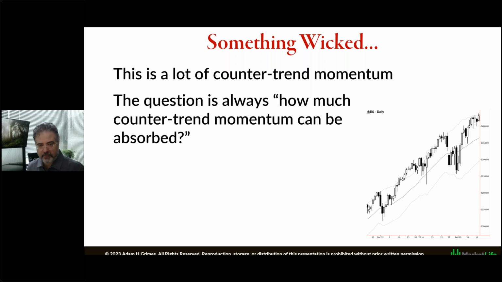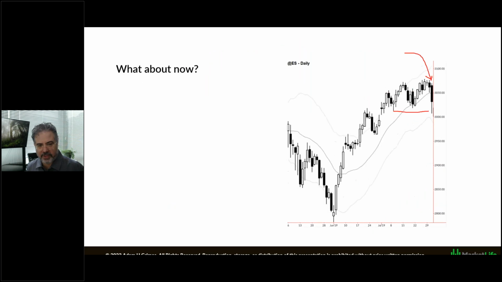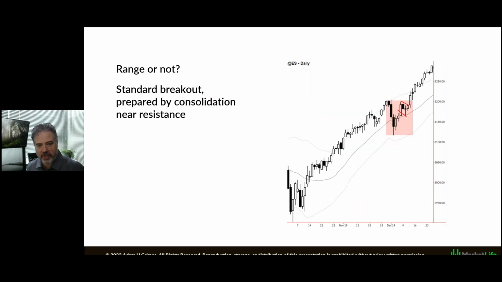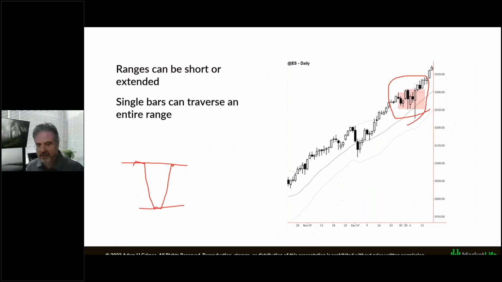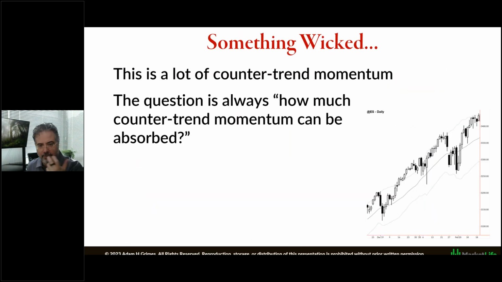And let's actually just go back and play through these again. So just the point, the market keeps going higher and making ranges that keep breaking higher. But we're starting to see some warning signs. We're starting to see a lot of counter trend momentum. And one of the questions is, how much counter trend momentum can be absorbed?